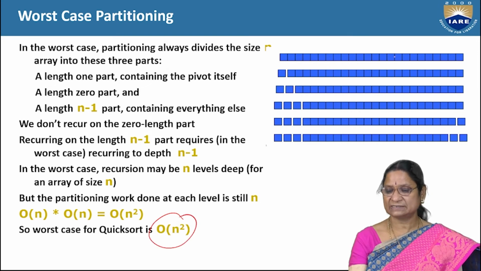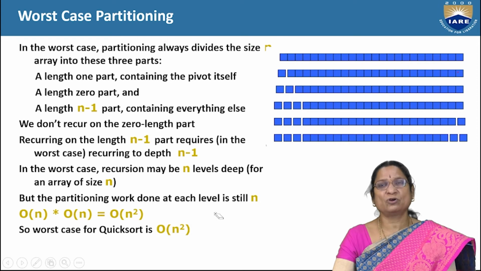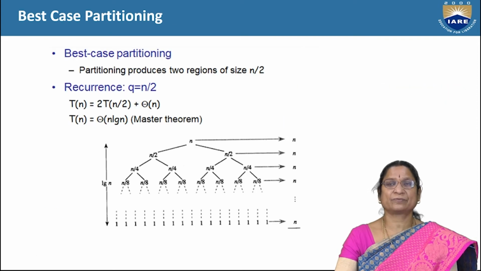Now you observe, this is our list: 1 in the first sublist, n minus 1 in the other. Similarly, n minus 1 is again further partitioned into 1 and n minus 1, and so on and so forth. So the worst case time complexity is order of n square.